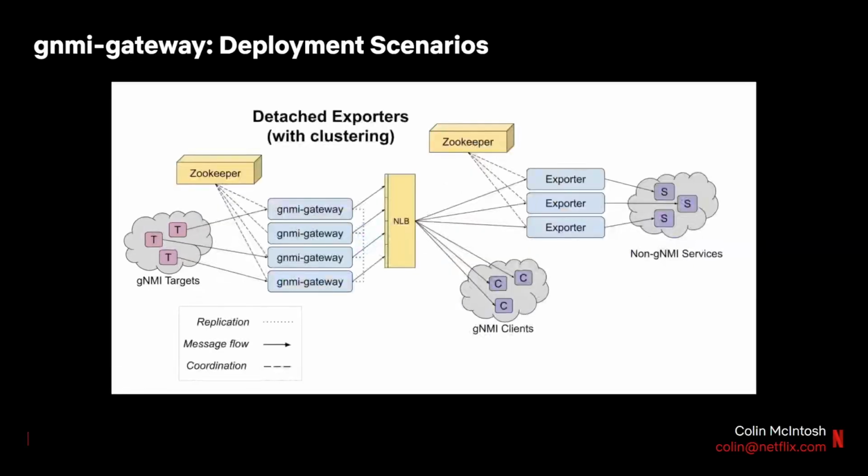In this fourth and final deployment scenario, we expand on the last deployment, but now with clustering. Here, we have a cluster of GNMI Gateway instances on the left that form connections to GNMI targets. And on the right-hand side, there are one or more exporter clusters that form their upstream connections through an NLB. This scenario is a very close model for what our real-world deployment at Netflix looks like for GNMI Gateway.